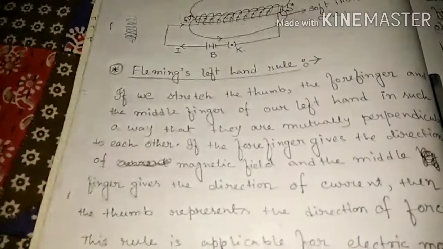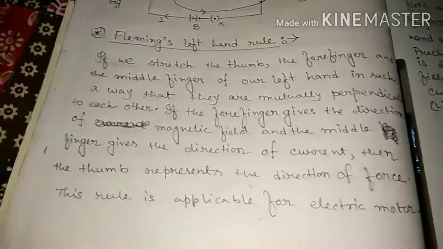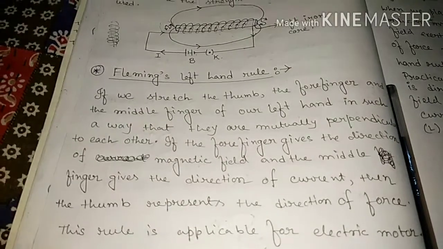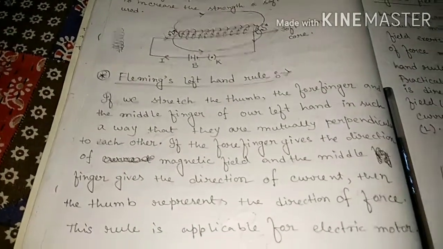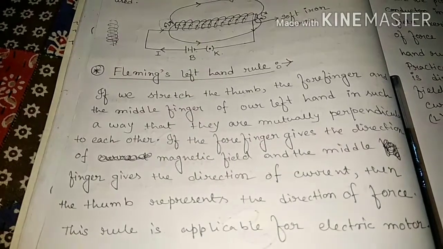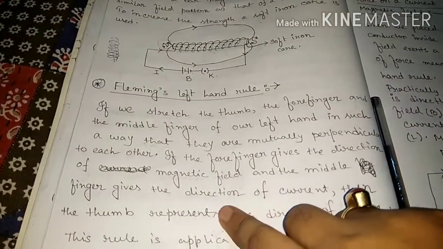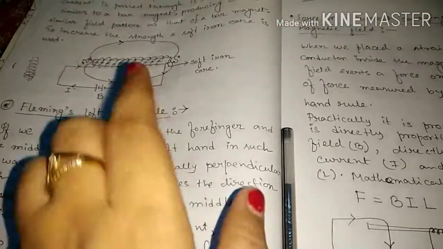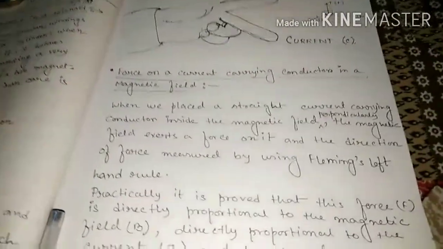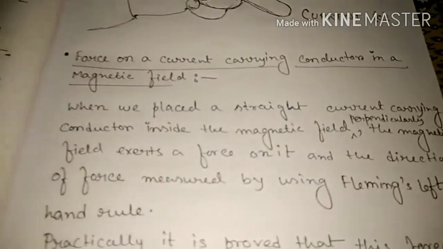And it has one very important application in your syllabus, that is the electric motor. Whenever we discuss the function or working principle of the electric motor, or when we find out the direction of force, we use this law. Understand? Now we discuss the force on a current carrying conductor in a magnetic field. That's why we studied this one first, because we use this law here to find out the direction of force.